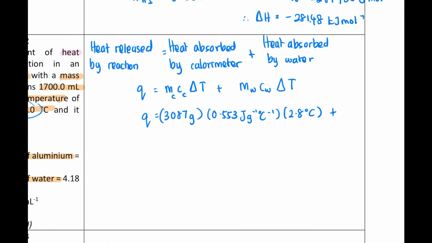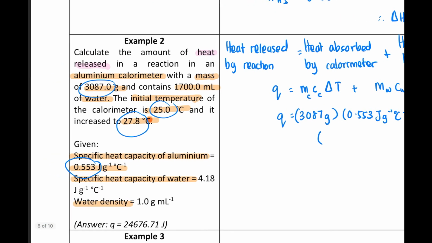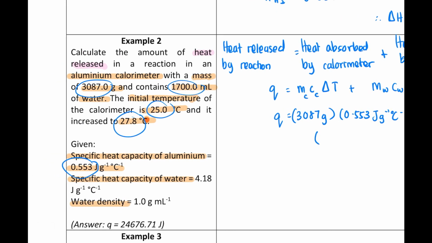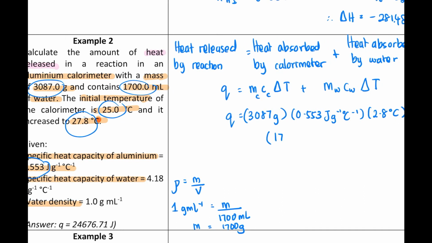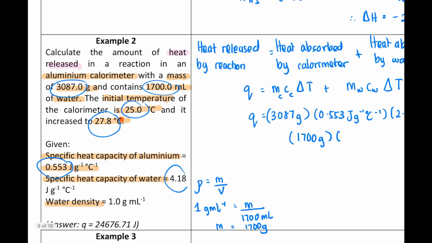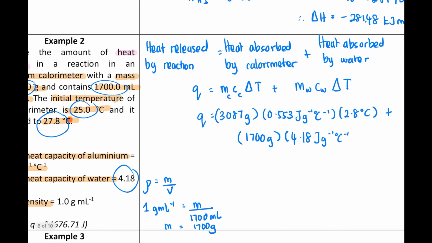Okay, and then mass of water, dia bagi volume. Okay, so kita boleh kira lah dekat sini. So density equal to mass over volume. So density of water is 1 gram per ml. Mass of water is the one that we want to find. Volume of water is 1700 ml. So that means mass of water is 1700 gram. Okay, so 1700 gram times with specific heat capacity for water is 4.18 joule per gram per degree Celsius, and then delta T kita sama 2.8 degree Celsius.